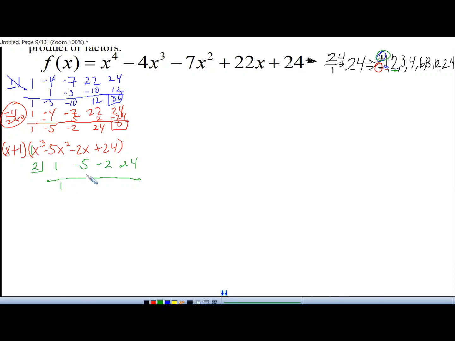All right. 2 times 1 is 2. Combine, that's -3. 2 times -3 is -6. Combine, that's -8. 2 times -8 is -16. Combine, that's 8. And this is not our 0.